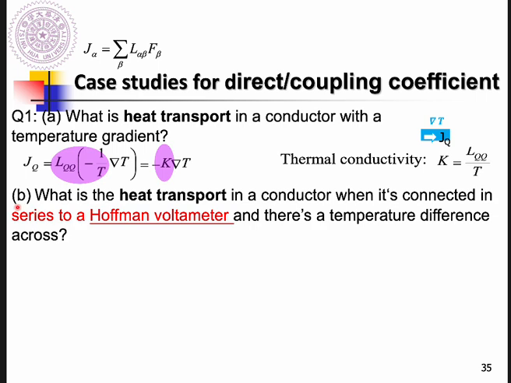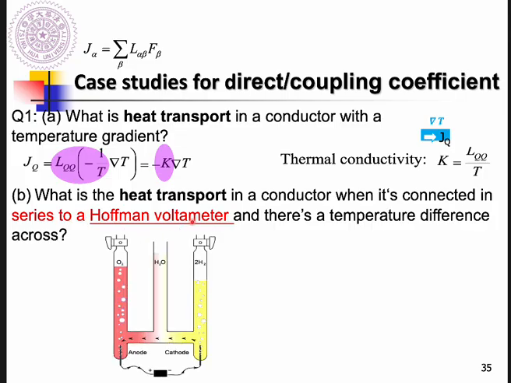And the second, small b, asks what the heat transfer is, also J capital Q, in a conductor when it is connected in series to a Hoffman voltameter, and there's a temperature difference across. So we do also have a temperature gradient across these materials, but besides that, this material is also connected in series to a Hoffman voltameter. What is a Hoffman voltameter? It looks like this.